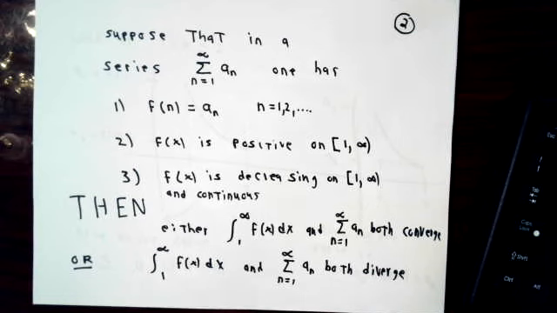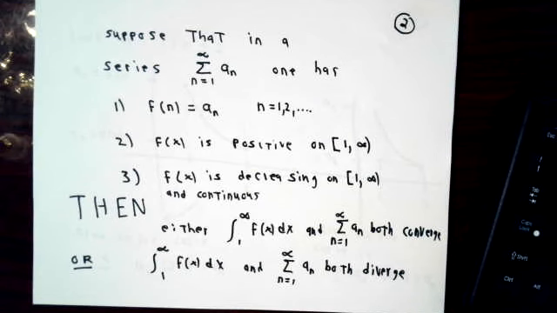The conclusion is this: the improper integral from 1 to infinity f of x dx, and the infinite series, sum n equal 1 to infinity a_n, both converge. That could happen. Or the integral and the infinite series both diverge. It's one or the other if the hypotheses of the integral test, as we're going to call it, are true.